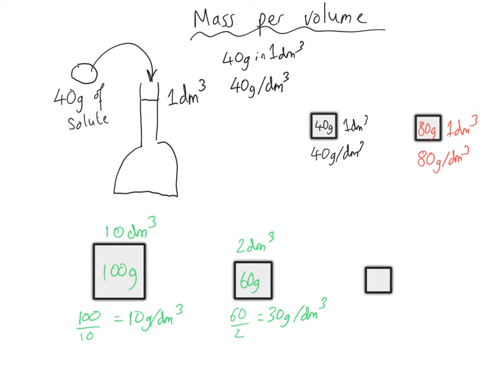So even though it's a smaller volume, it's got a higher concentration because there's more mass per particular volume. And then last of all, let's put 40 grams into this one, and let's have this as only 1 decimeter cubed. And so this one has actually got the greatest concentration of all, even though it's the smallest. It's got 40 grams per cubic decimeter.